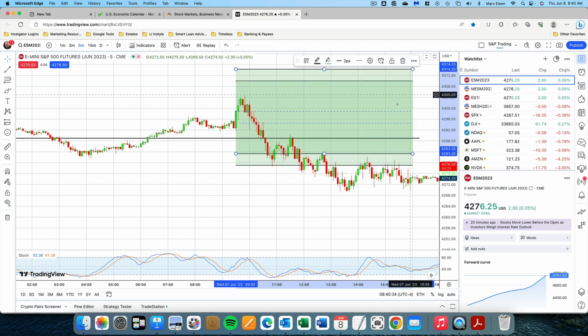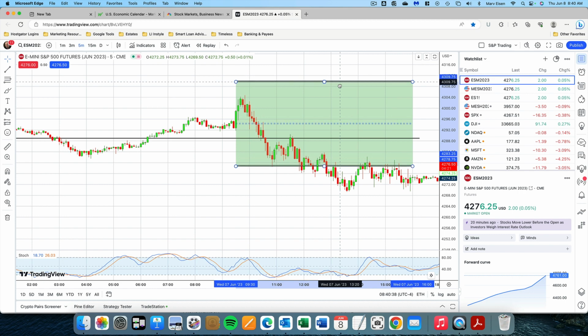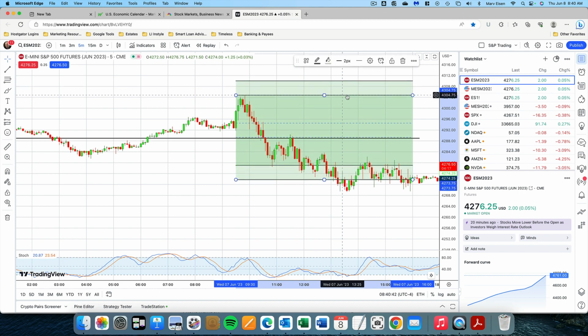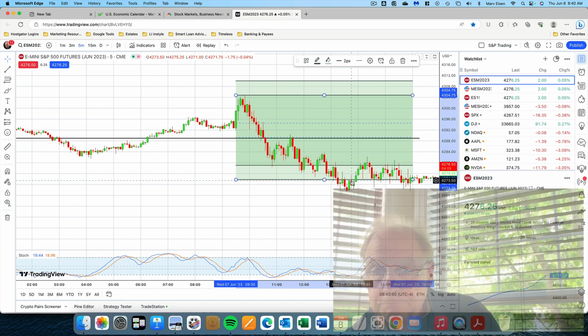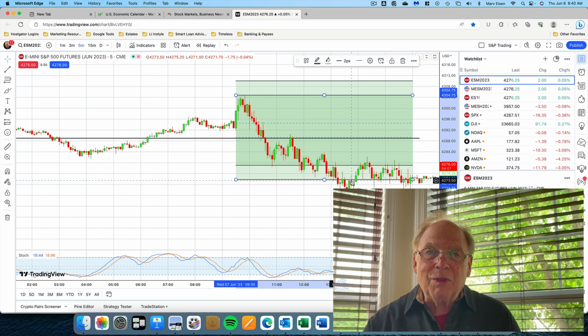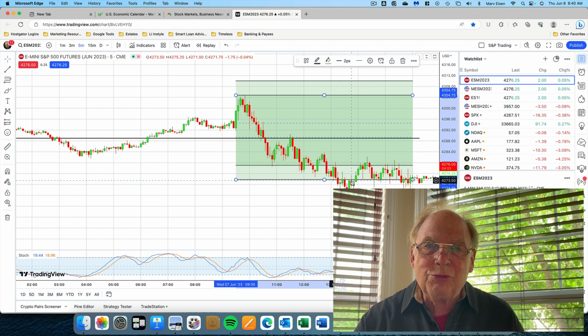I'm going to clone it, and I'm going to move the clone down to where the top of the clone matches the intraday high at 43.04. And it shows me that the market is probably going to trade down to 42.74, 73. And what happened? The market traded down to 42.73.